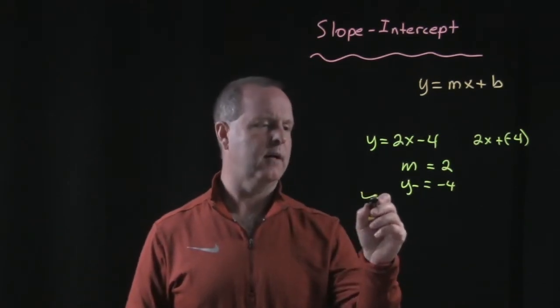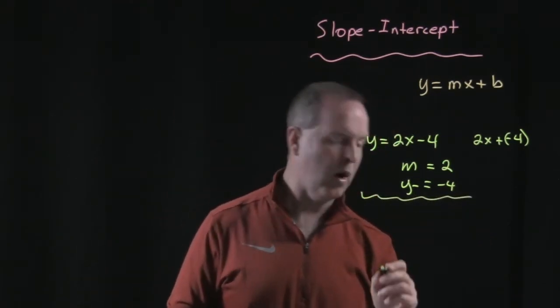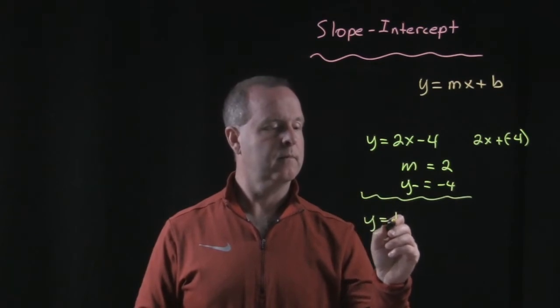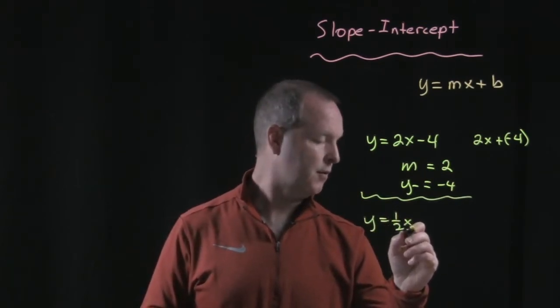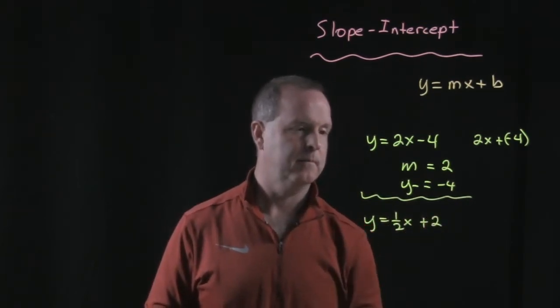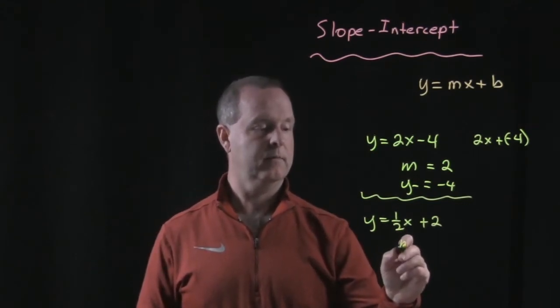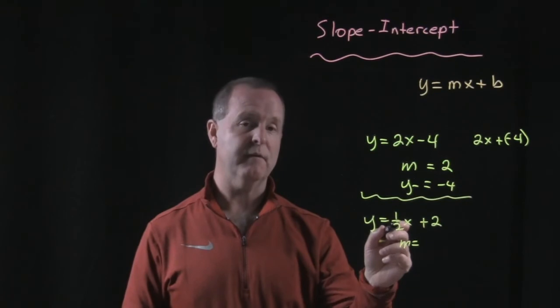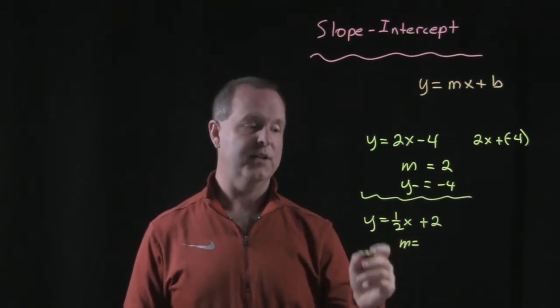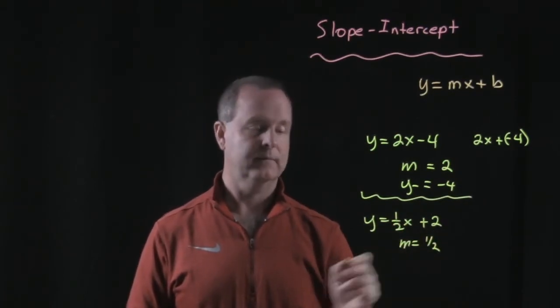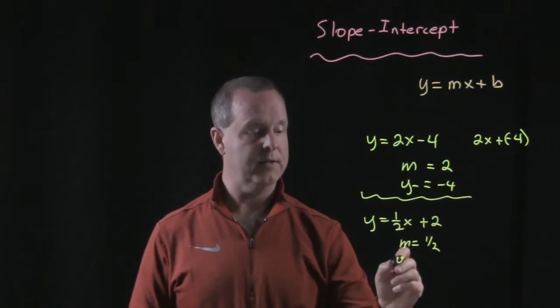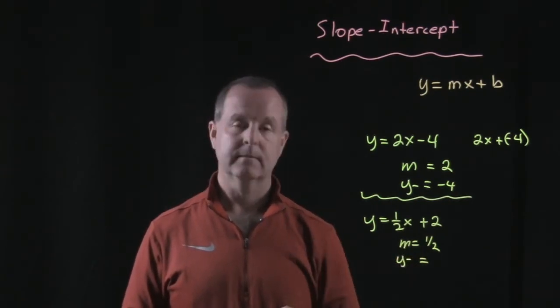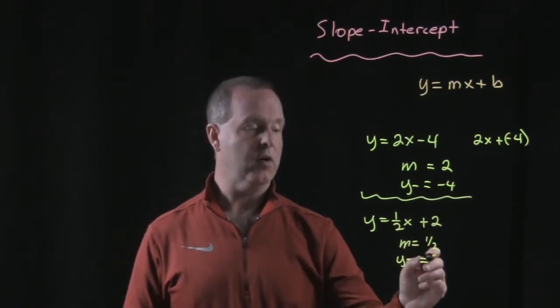Let's look at another one here. Let's say y equals 1/2 x plus 2. Its slope, well, in this case, the slope is a fractional value. It's still the value in front of the x. It just happens to be 1/2. And its y-intercept is this value of 2.